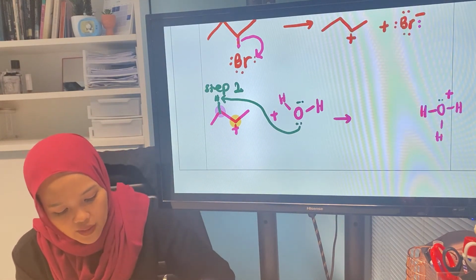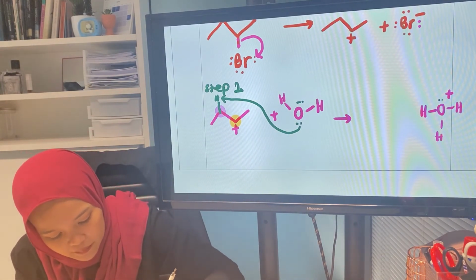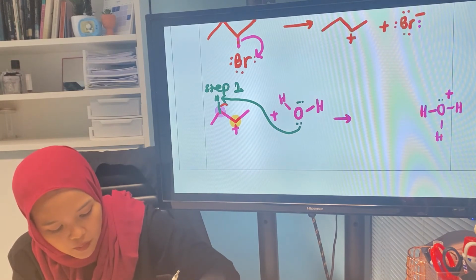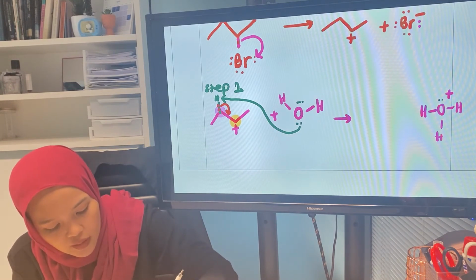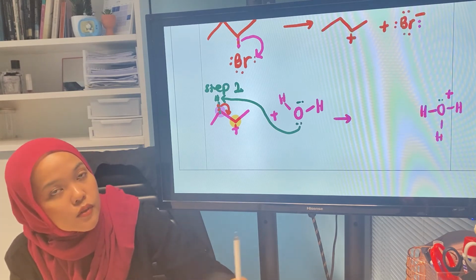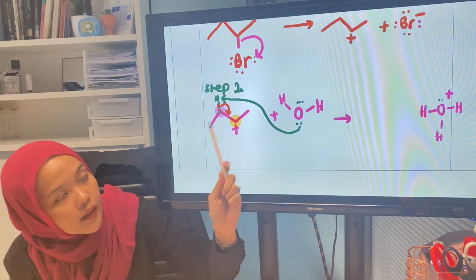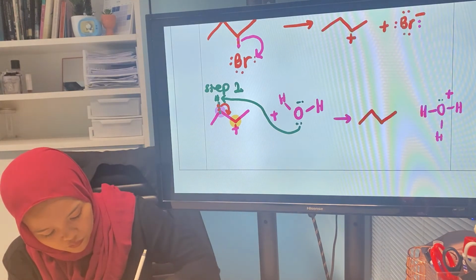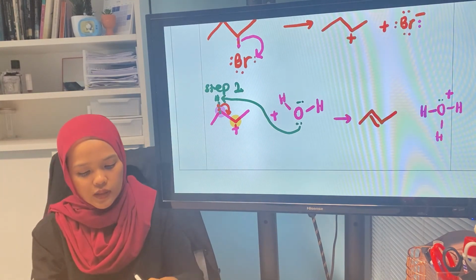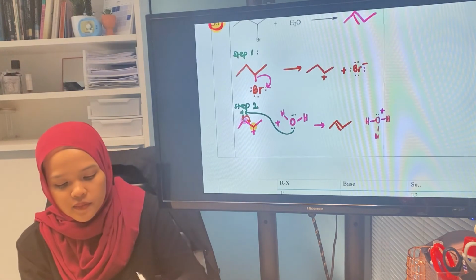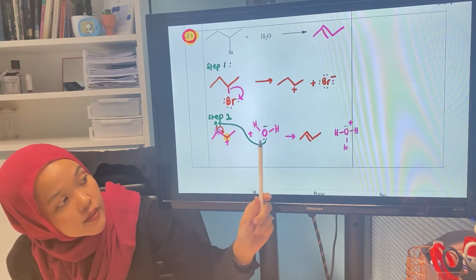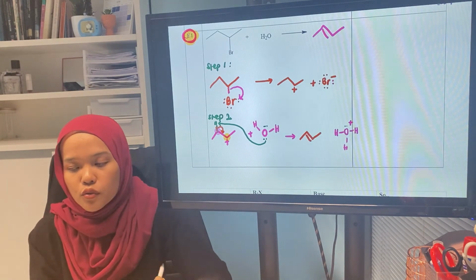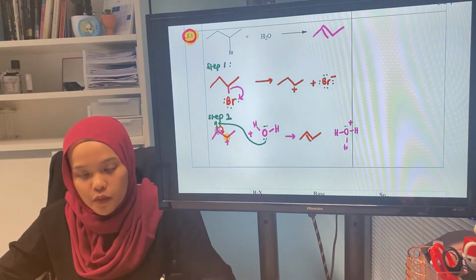Because the hydrogen wants to form a bond with the oxygen, this bond must be broken. The 2 electrons are transferred between the alpha and beta carbon. That is why it is going to form this alkene. As you can see, the product is similar to that one. That's why it's important for you to predict the product first.